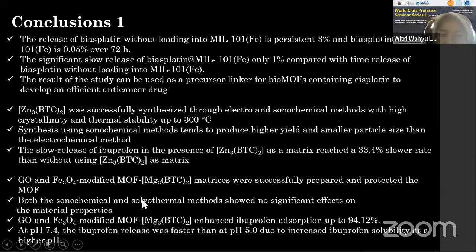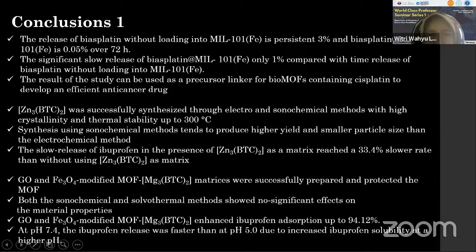schematic is reached around 33.4, compared to zinc BTC without matrix. And the presence of composite based on magnesium BTC with graphene oxide or with iron metal nanoparticle can protect the MOF itself. And the presence of graphene oxide and iron nanoparticle can enhance the drug absorption. And here is the conclusion of the first session.